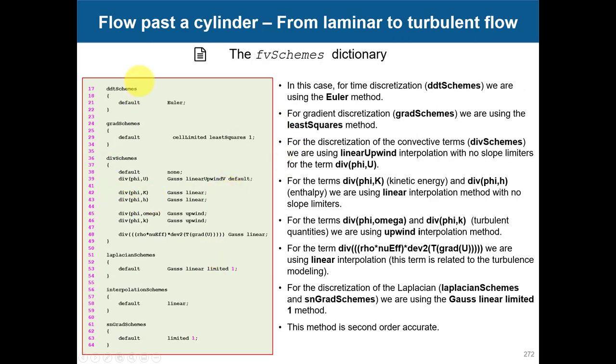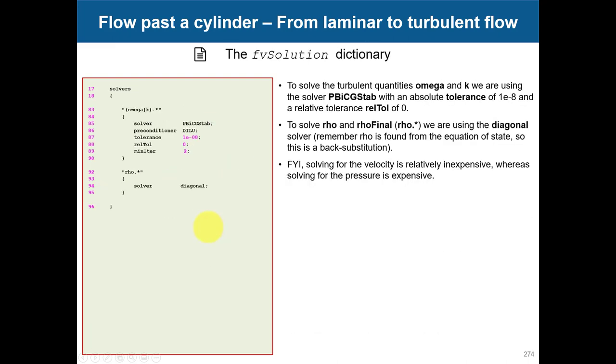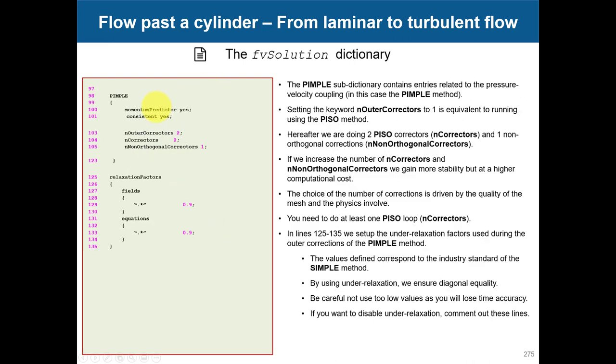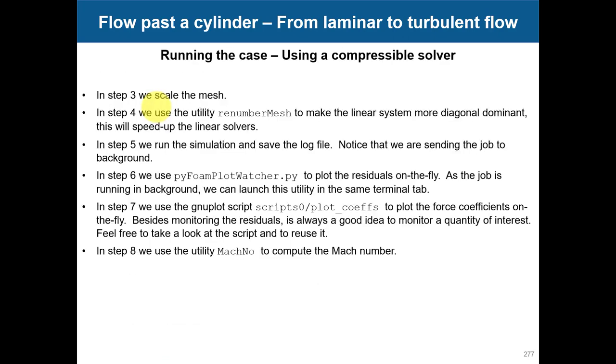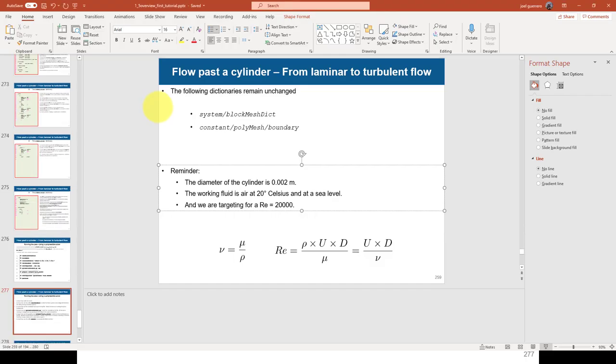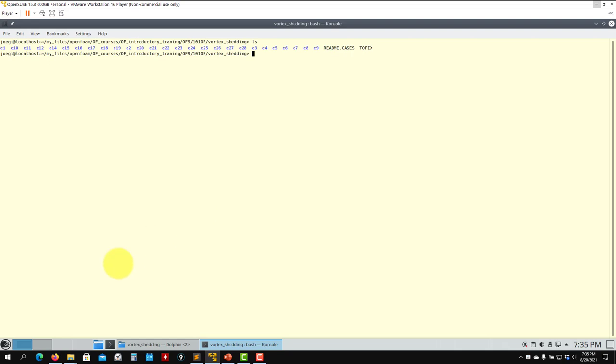Then the numerics, so it's pretty much the same, but now you have this new variable. This is related to the new equation that we're solving, which is the energy equation. And then you have the other, the standard ones. So that's it. Pretty much all the solvers are the same as the previous one. So at this point, let's move to the virtual machine.